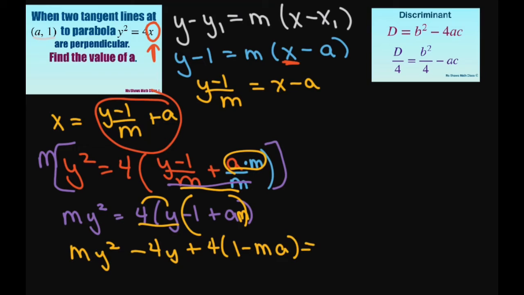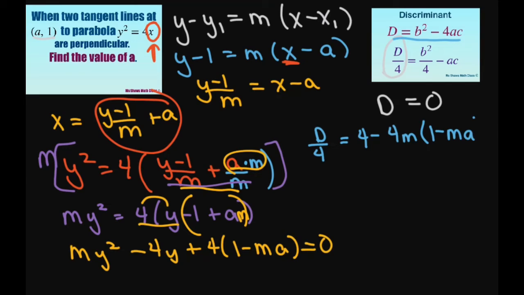Now that we have that, we set that to 0. Since we have all these variables, we want to eliminate our y, and to do that, we're going to let D be our discriminant and set that to 0. In fact, I'm going to use D divided by 4. This is just the same thing, except I divided everything by 4, and it makes it a little easier. So using the discriminant formula, we get D divided by 4 equals 4 minus 4m times (1 minus ma).